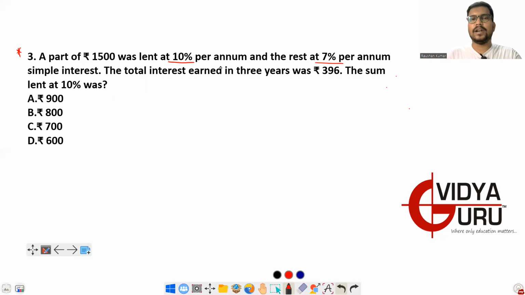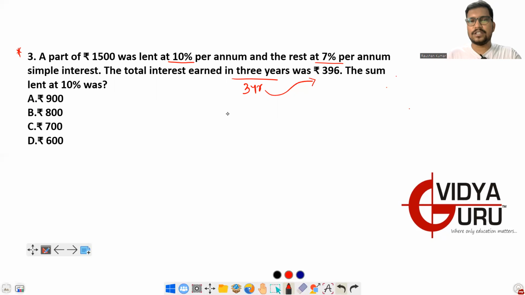At simple interest, the total interest earned in 3 years. See, the question is saying in 3 years we are getting how much? You can say in 3 years we are getting 396, right? So the sum lent at 10% was how much? See here, in 3 years the first thing you should do is what? We are getting 396 at the end of 3 years, right?